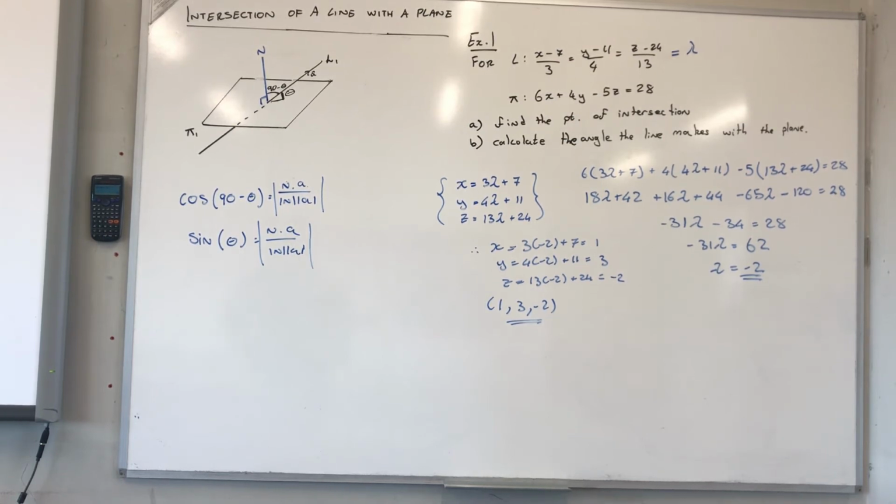The next thing I need to do is calculate the angle the line makes with the plane. So the first thing I'm going to have to do is get the normal to the plane and the vector through the line, and calculate the angle between them using sine theta equals the modulus of the formula we learned in higher.